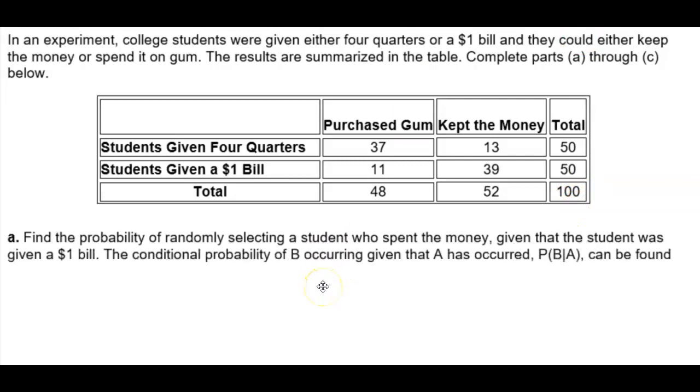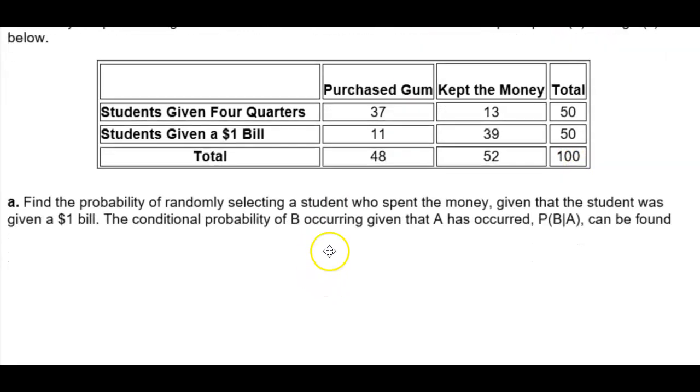Now, find the probability for part A of randomly selecting a student who spent the money, given that the student was given a dollar bill. So, there was a student who spent the money and that was given a dollar bill. So how many students were given a dollar bill? Well, you can see that there were 50. And how many students were given a dollar bill but spent the money or purchased the gum, which is 11?